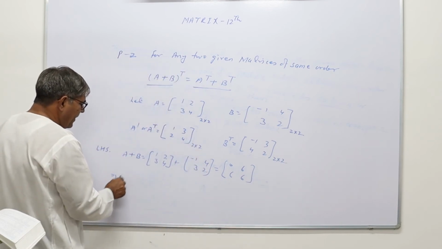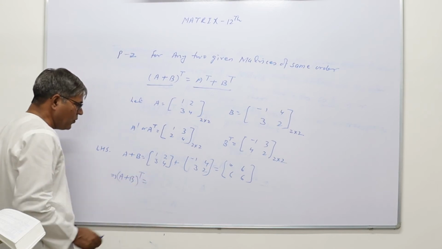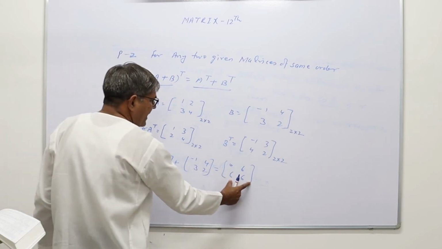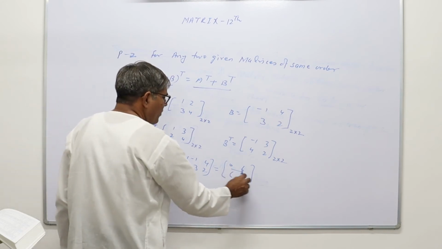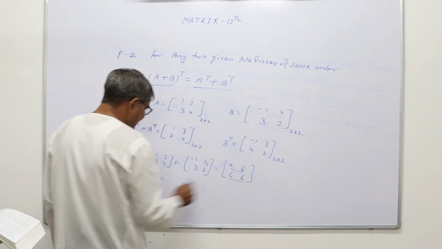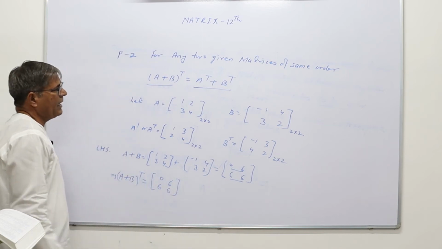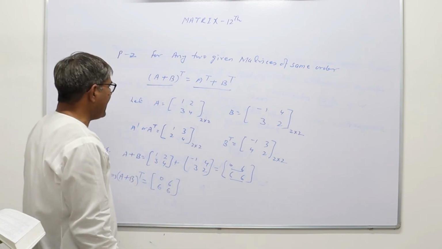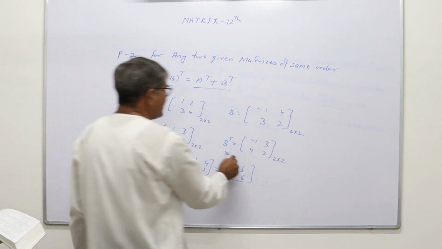Now (A plus B) whole transpose will be equal to, A plus B is this, so just transpose it. How will we write? Write the first row as the first column. So 0, 6 and then the second column 6, 6. So this is (A plus B) whole T. Now we will find first AT and then BT. So AT is this, BT is this.